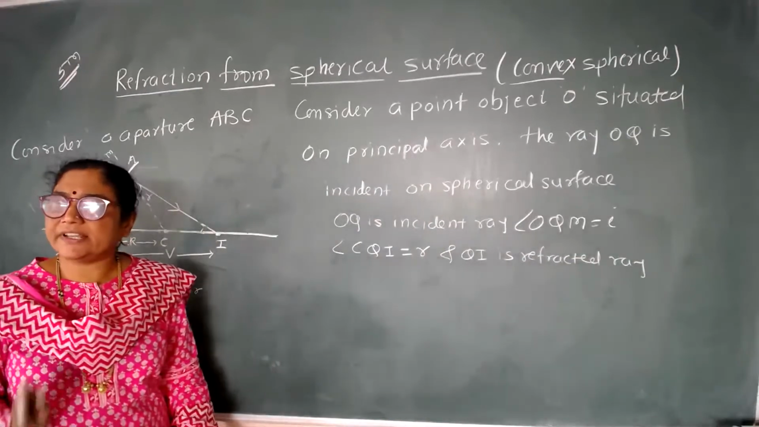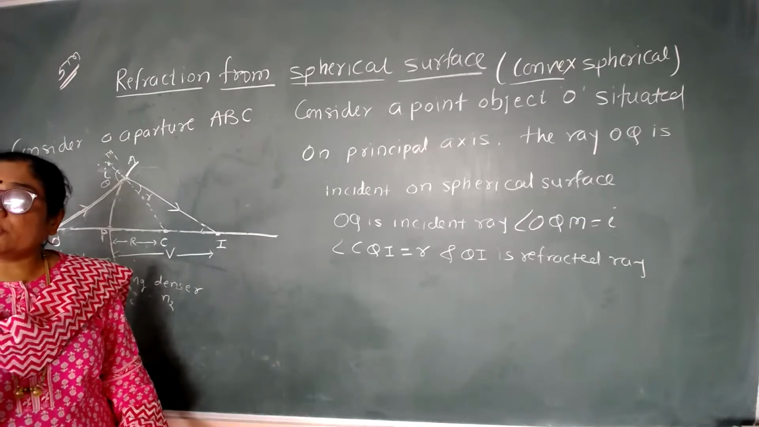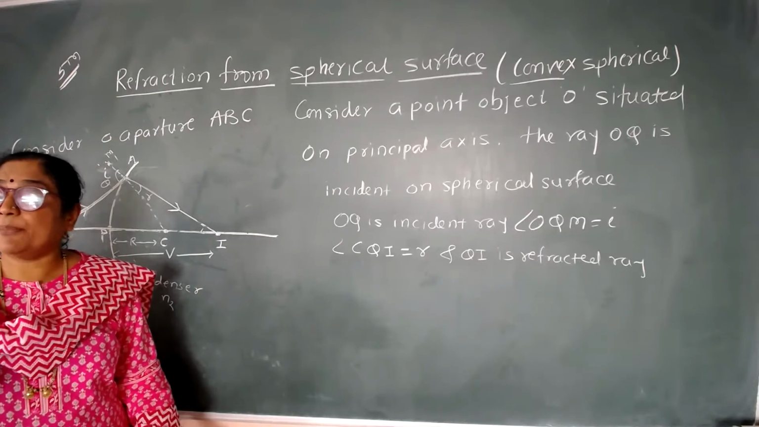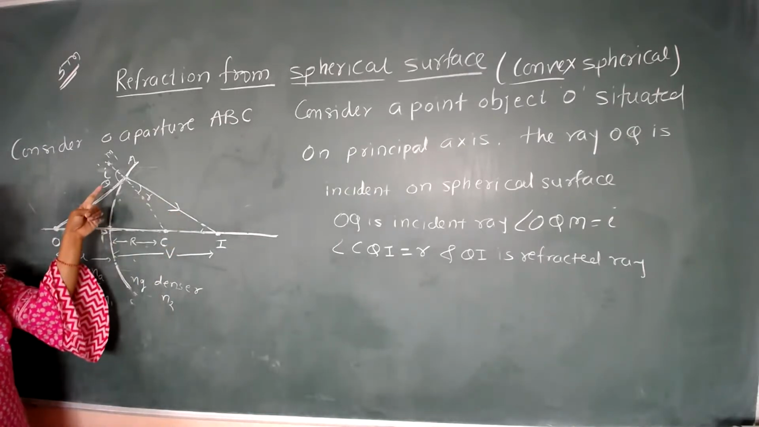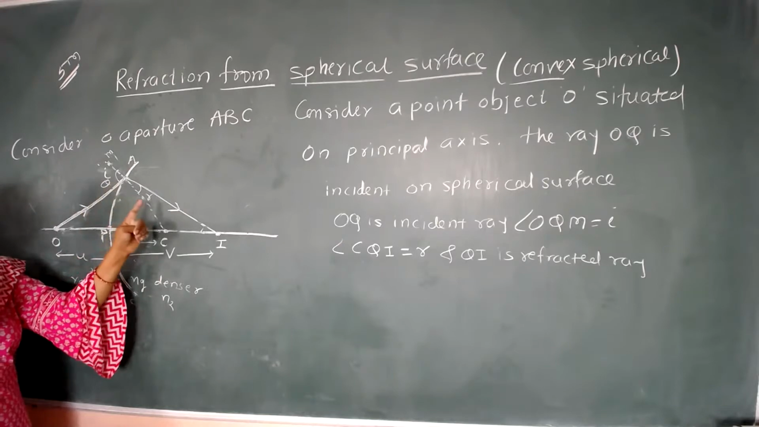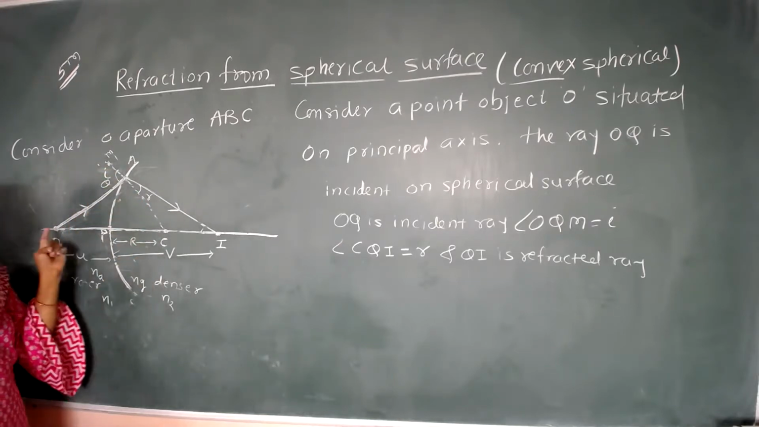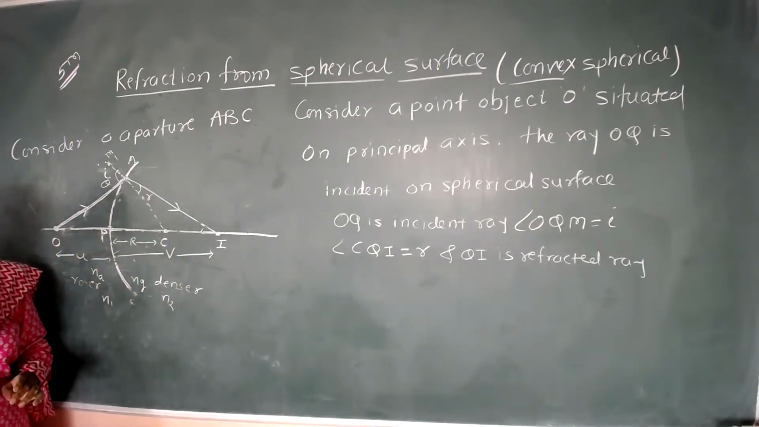First, draw the ray diagram clearly. Ray diagram is very important. Without the ray diagram, no marks. First draw the labeled diagram. Labeled means give the arrow marks. This angle is the incident angle I. This angle is the refracted angle R. This ray is known as the normal ray. This is the principal axis. Then we derive the relation.